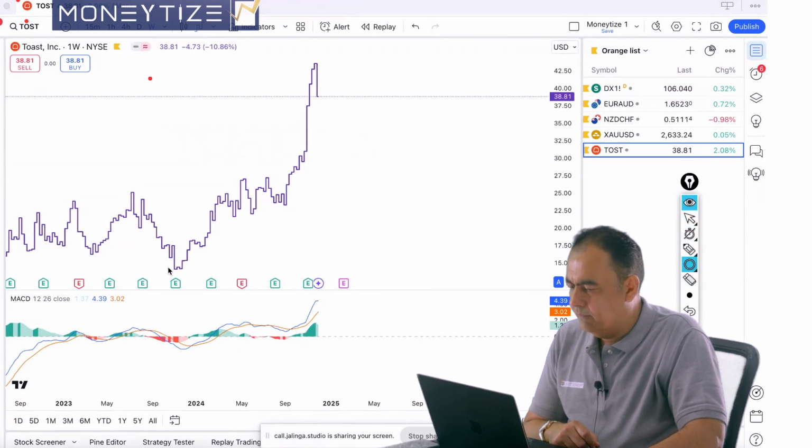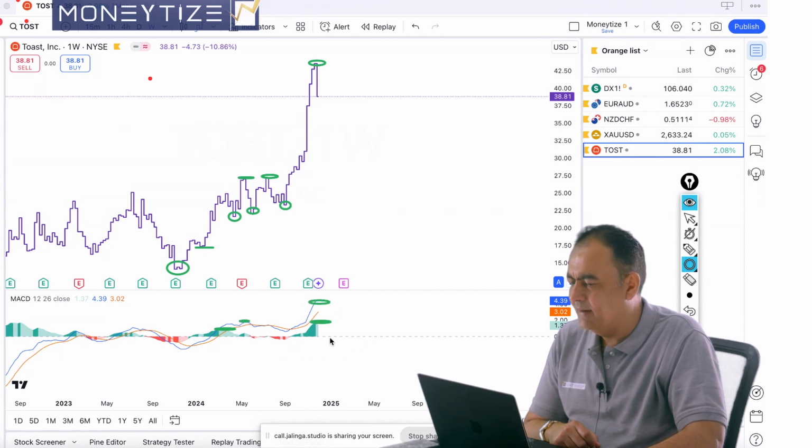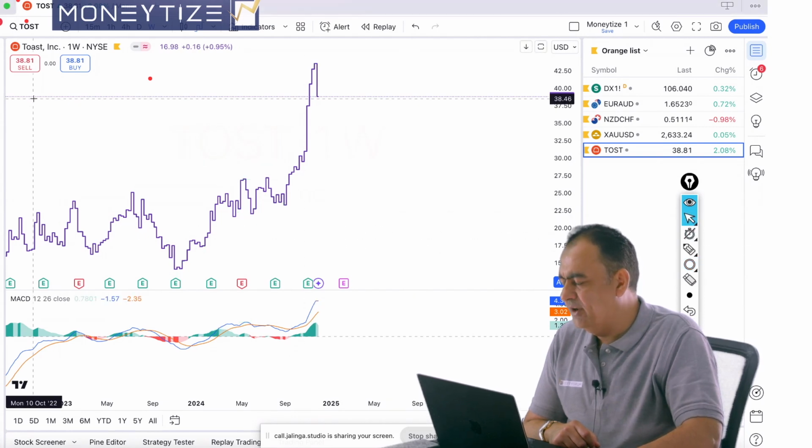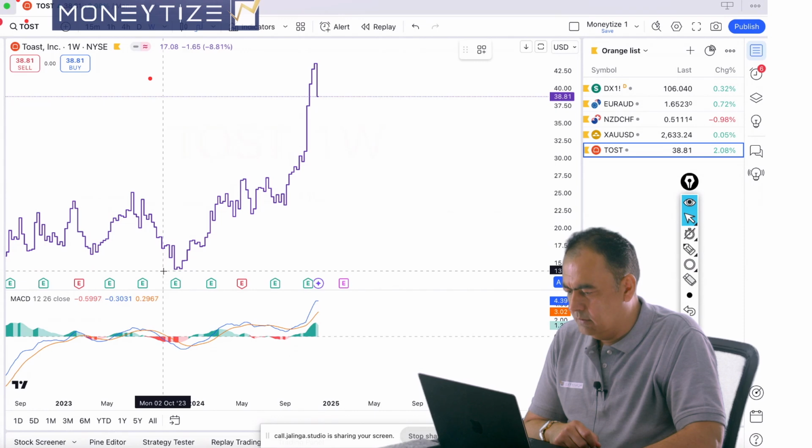So we have a low point here, followed by higher low, higher low, higher low, and higher low, in conjunction with higher highs. And there is no bearish divergence. We have a higher high pattern on the MACD histogram, and a higher high pattern on the MACD lines as well. So the pattern remains ultra bullish. I'm going to mark a fib extension here.